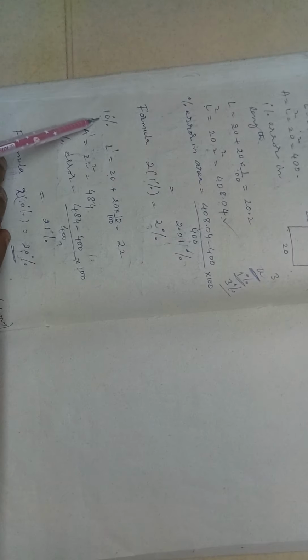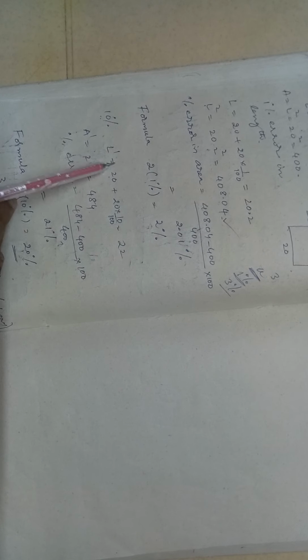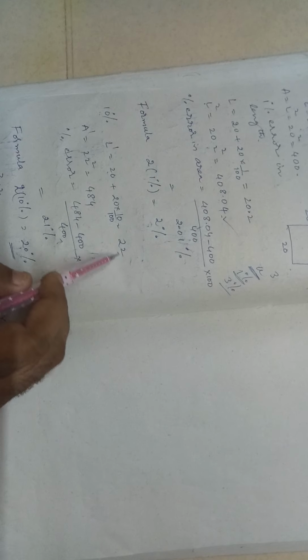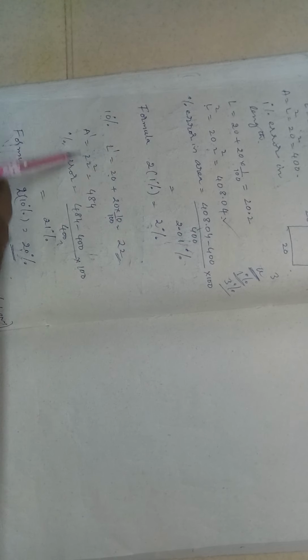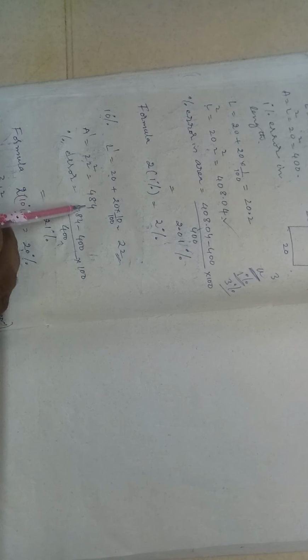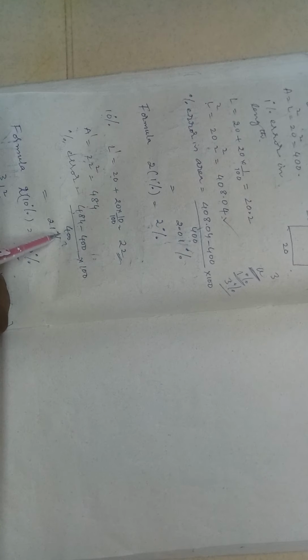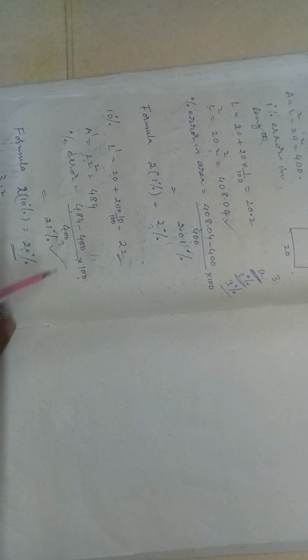Here we need to see this formula is applicable only when the error is very small, like 1%, 2%, 1.5%, 0.5%. But when you take little larger values, let us see what happens. In the same question, let us say 10% error is committed, then L dash is equal to 20 plus 20 into 10 by 100 equal to 22. So new area will be 22 square is equal to 484. So the percentage error will be 484 minus 400 by 400 into 100, which is 21%.